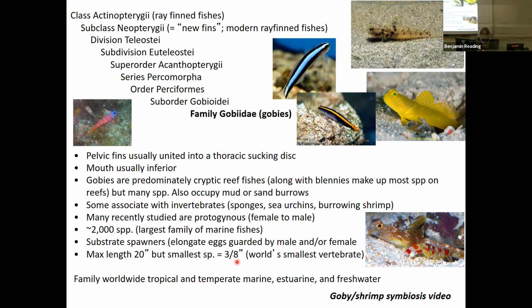Another fact here is that, in fact, the world's smallest vertebrate is a goby. So family Gobiidae, world's smallest vertebrate, also the largest family of marine fishes. Found worldwide, tropical, temperate, marine, estuaries, and freshwaters. There are gobies that are exotic species in the Great Lakes, for instance. So there are freshwater gobies, but a very large, diverse family, with lots of different strategies.